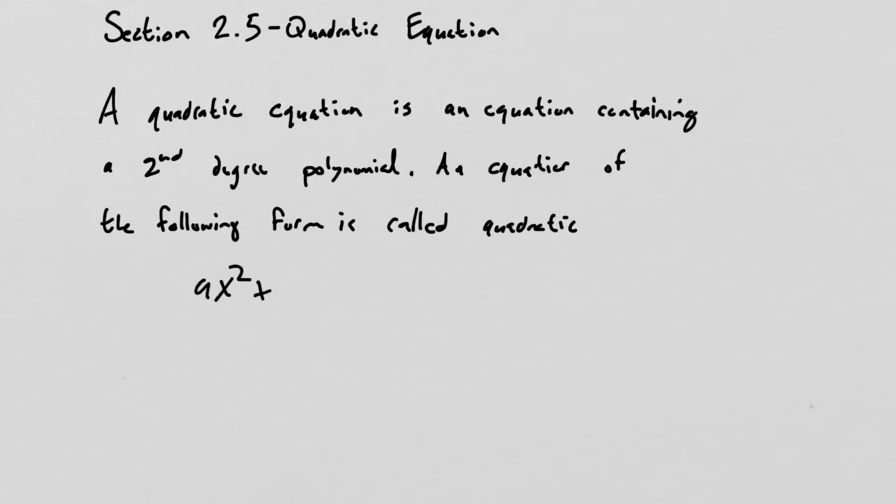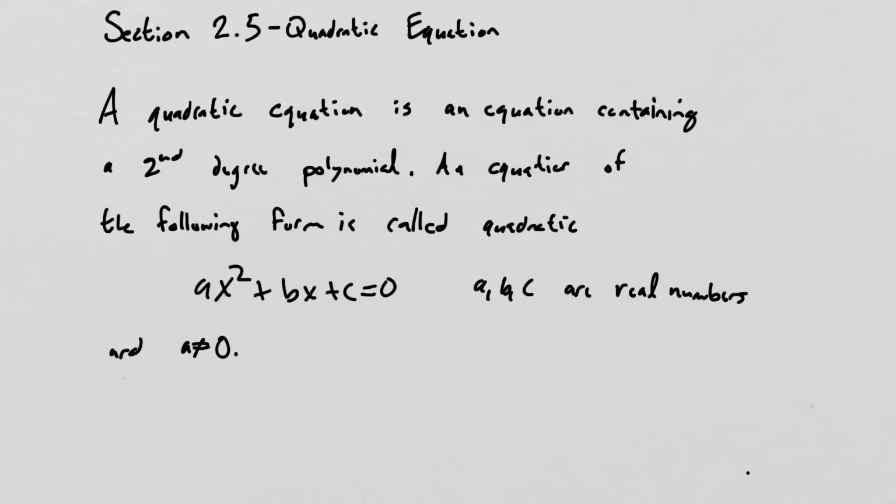Ax squared plus bx plus c is equal to 0, where a, b, and c are real numbers, and a is non-zero. The main goal of this section is to solve quadratic equations. Another way to put this is we want to find all x values that make this equation true.